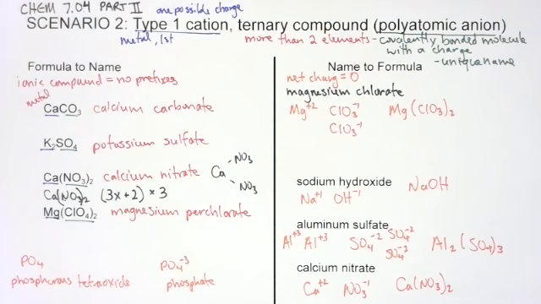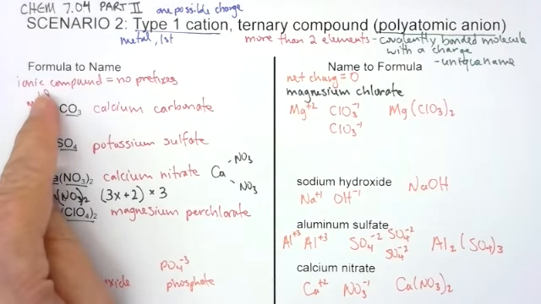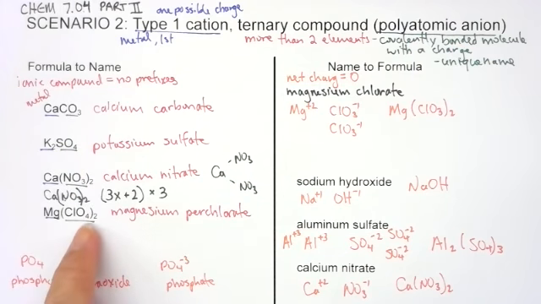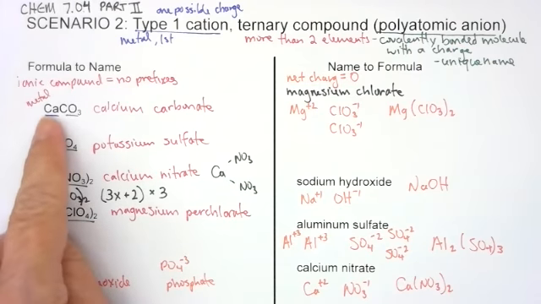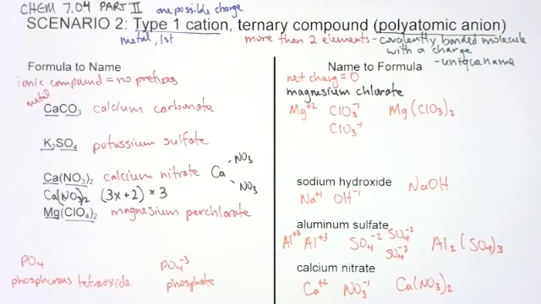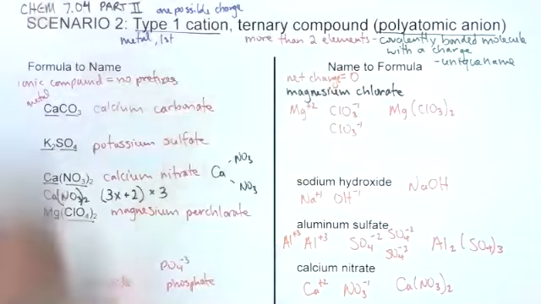Our takeaways, remember there's no prefixes when we write ionic compounds. And in order to know these polyatomics, you're going to memorize them. So if I look at this, I've got calcium, and I need to know the name of that's carbonate. Potassium, the name of that's sulfate.